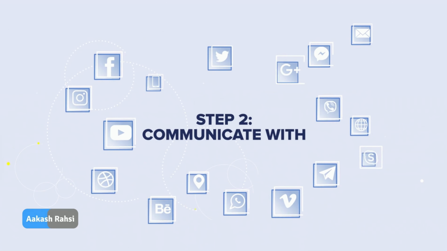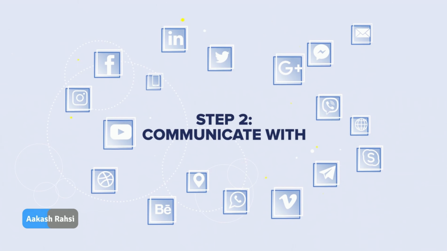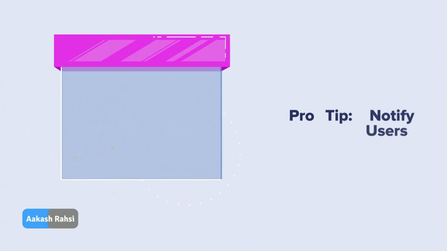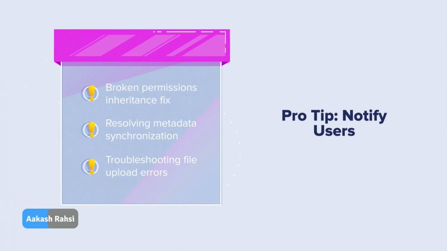Step 2. Communicate with stakeholders. Inform users and stakeholders about potential impacts before making changes. Use a temporary maintenance message in SharePoint to notify users during adjustments.